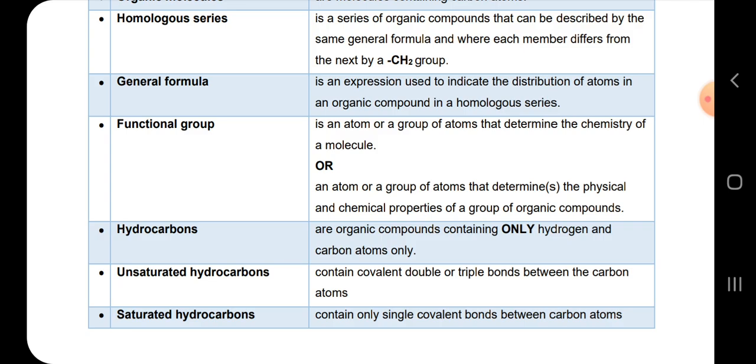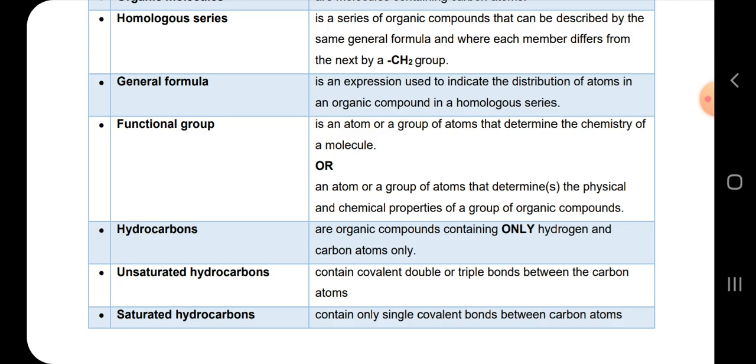And then we have hydrocarbons. Those are organic compounds containing only hydrogen and carbon atoms only. Okay, atoms only. So when we are talking about hydrocarbons, you know this molecular structure will only contain hydrogen and carbon. That's a hydrocarbon. Yeah. And then we're going to talk about unsaturated hydrocarbons. So unsaturated hydrocarbons contain covalent double or triple bonds between the carbon atoms.